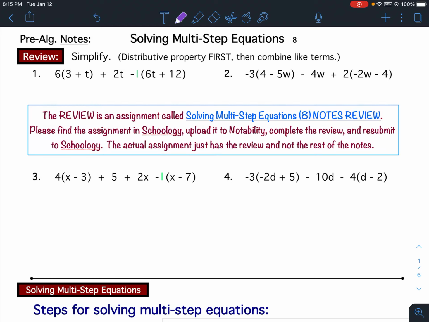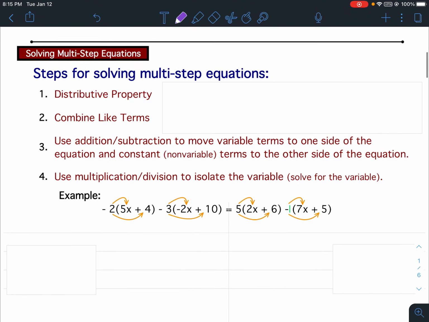Solving multi-step equations, lesson 8 notes, the review. The review is a separate assignment, so what you need to do is go into Schoology, find the Solving Multi-Step Equations notes review, upload it to Notability, complete it there, and then resubmit it to Schoology. So let's move on to the lesson.